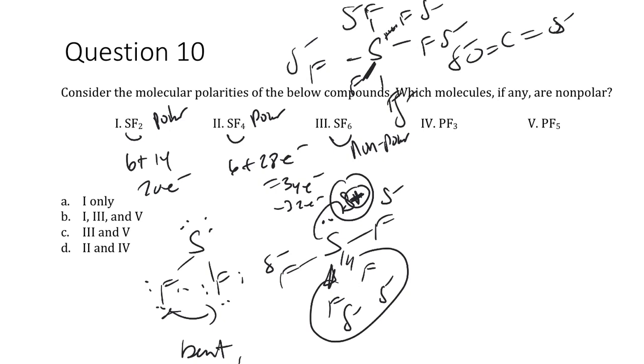We don't get the exact same minus charge like for SF4. We'd need something like SF5, a fluorine in place of that electron pair, which just isn't there. So SF6 would be nonpolar. PF3 would be nonpolar, or excuse me, this is going to be polar. This is 5 plus 21, 26 electrons. So this is trigonal pyramidal.